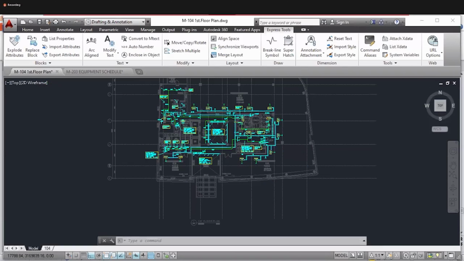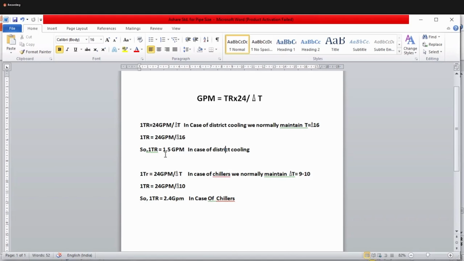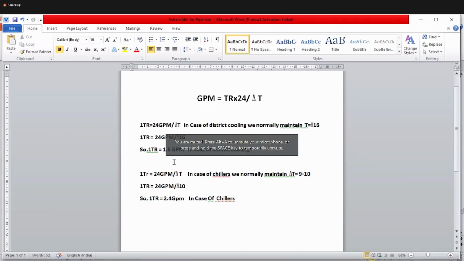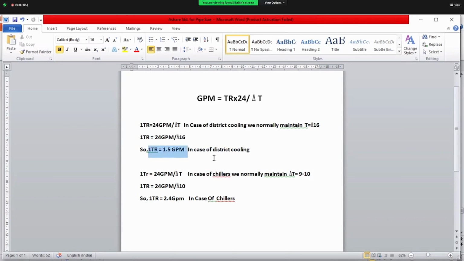So we will go with district cooling. The delta T in district cooling is 16 degrees, which we have to consider, and in dedicated chillers the delta T is 9 to 10 degrees. After the conversion, 1 ton is equal to 1.5 GPM in case of district cooling, and in case of a dedicated chiller, 1 ton is equal to 2.4 GPM.